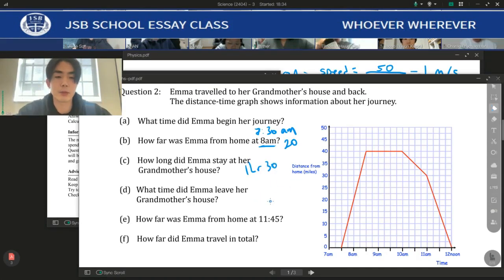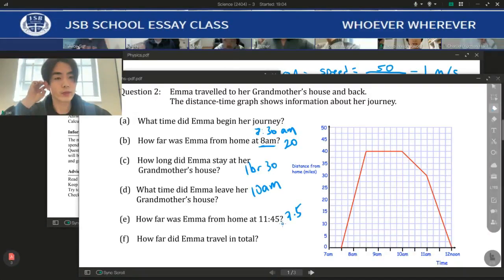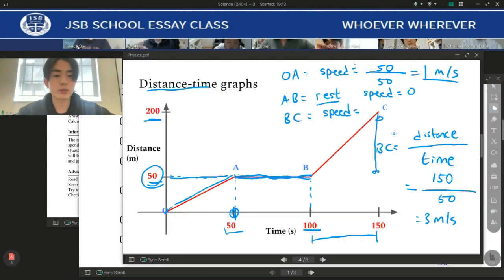D. What time did Emma leave her grandmother's house? Ian? 10 a.m. How far is Emma from home at 11:45? Timothy? 7.5. And then F, how far did Emma travel in total? Jacob? 80 miles. Good. Okay, that's all good. So let's carry on.